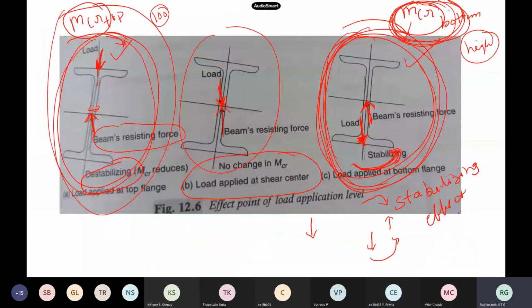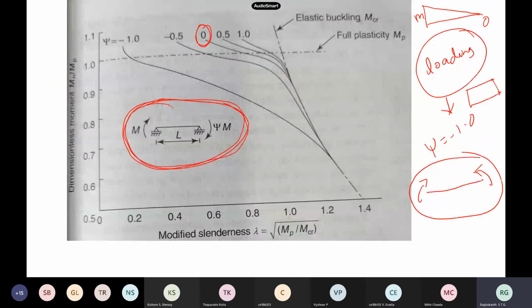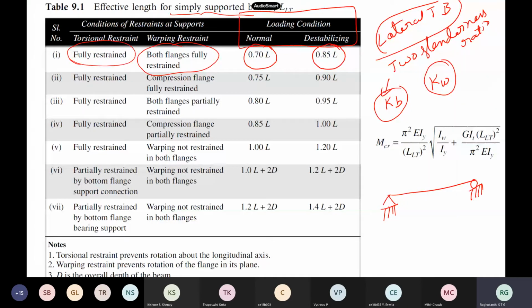Okay. So our IS code says they consider this as destabilizing. These two are considered as normal. So they don't give three, they give only two. This one is under one. This is the destabilizing case actually. For the destabilizing case, the code gives a very high value: the slenderness ratio is increased to 0.85 times L actual. Now if the compression flange is fully restrained, then we have 0.75 L, 0.9 L, like that. You will have clear cut guidelines actually.